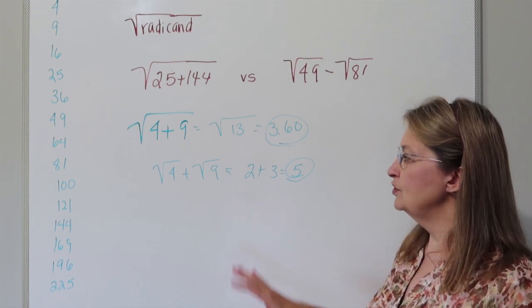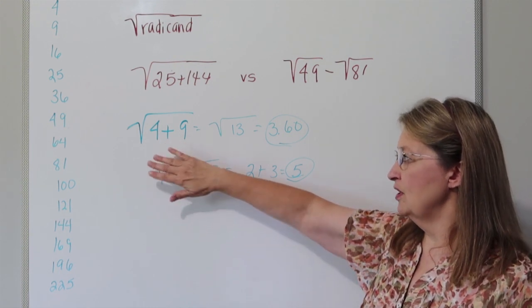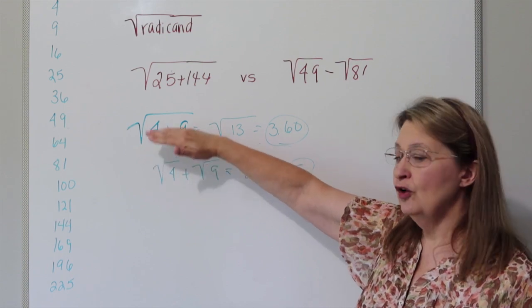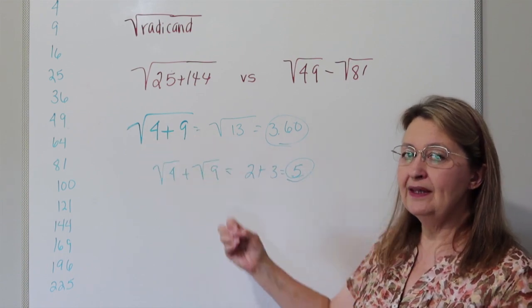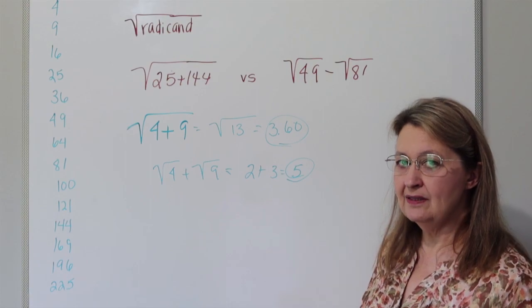So according to the rules, you do what's in the grouping symbol first. If your problem says the sum under the radical, you just can't split that up. You cannot split up a sum.